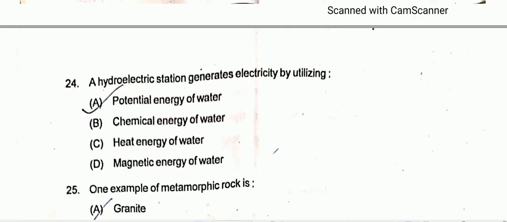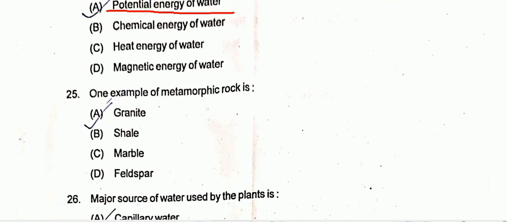Question number 24. A hydroelectric station generates electricity by utilizing potential energy of water. So option A is the correct one. Question number 25. One example of metamorphic rock is marble. Option C is the correct one. Question number 26. The major source of water used by plants is capillary water. So option A is the correct one.